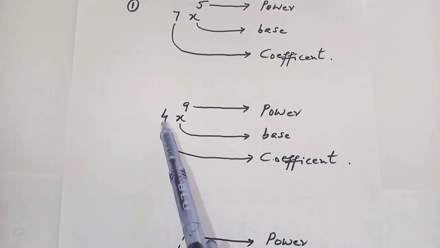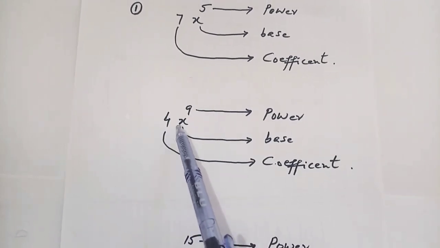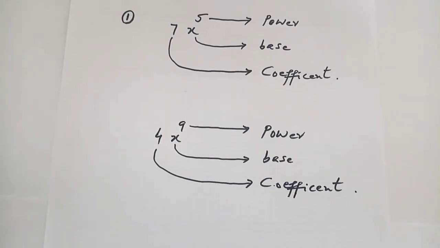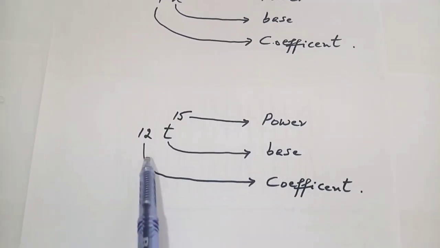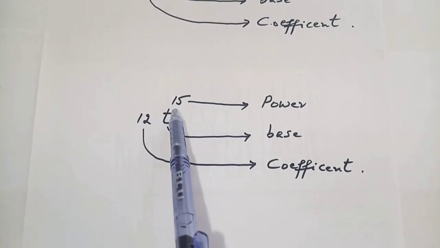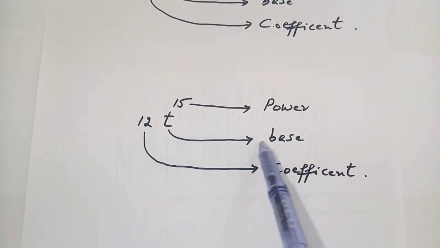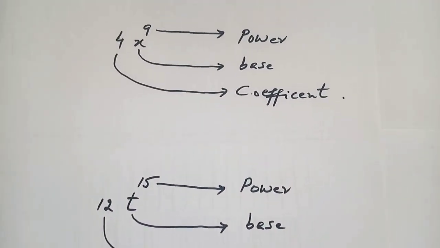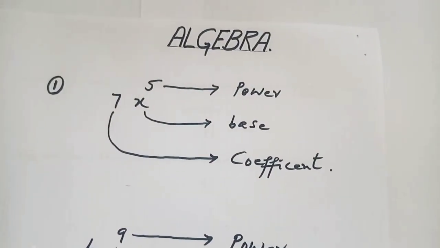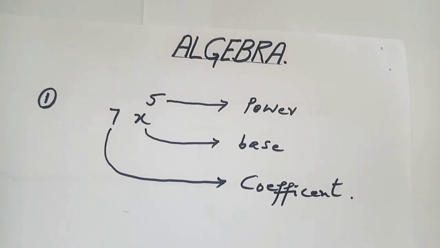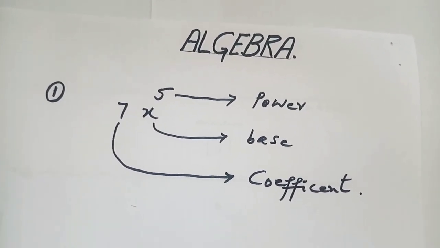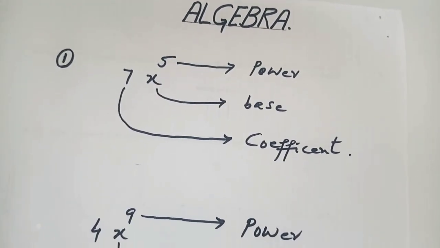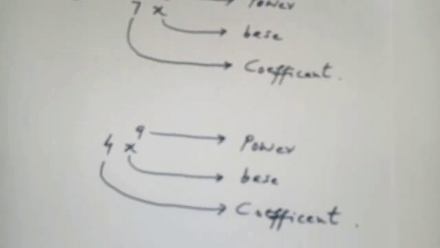Here we read 4x power 9. 4 is the coefficient, x is the base, and 9 is the power. Here 12t power 15. 12 is the coefficient, t is the base, 15 is the power. Base, power, coefficient: three things. These are the names, and these are used in algebra.